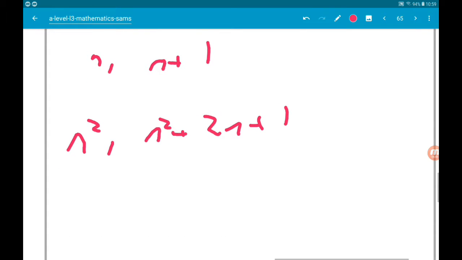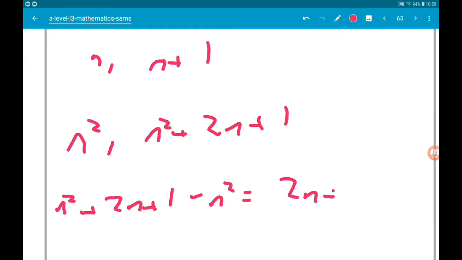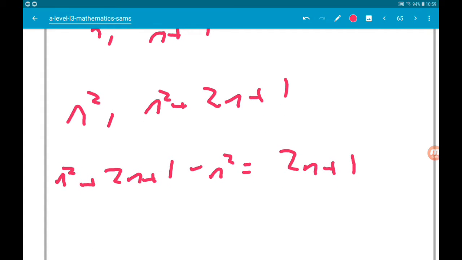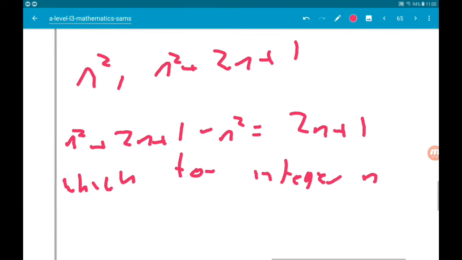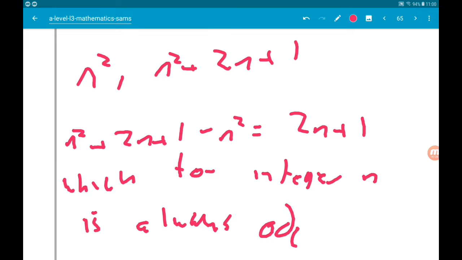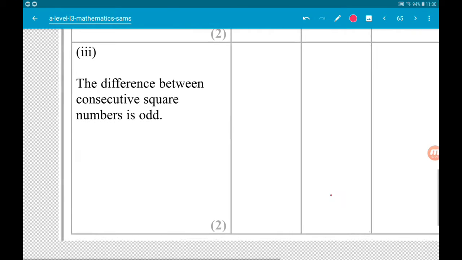Now the difference then, n squared add 2n add 1 minus n squared is equal to 2n add 1, which for integer n is always odd. So that one is always true.